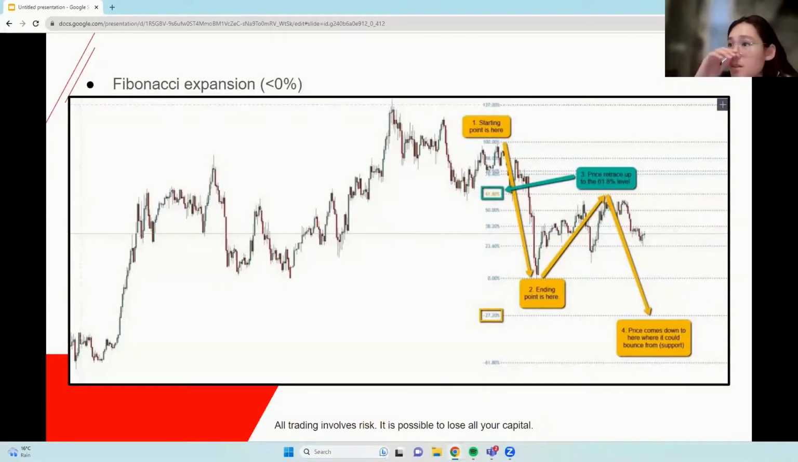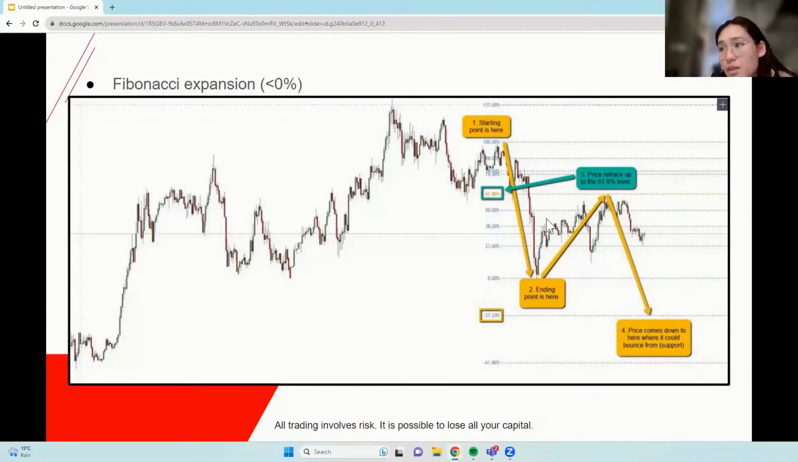Okay, so next, let's take a look at Fibonacci expansion. So once again, expansion, we are looking for a flash symbol or lightning bolt symbol. You can see here, in the example I've included, we have a starting point at point 1, and then at point 2, we have the ending point. Point 3 is where we then start to analyze whether price has retraced at least 50% in order to form that flash or zigzag shape.